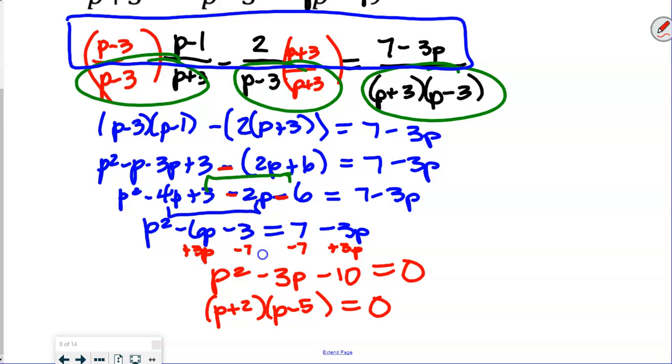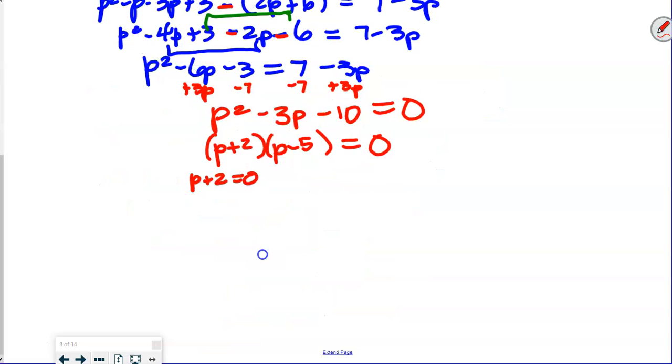Okay, so then we're going to set these equal to 0. So p plus 2 equals 0. So p equals negative 2. And then we got p minus 5 equals 0. So p is equal to 5.